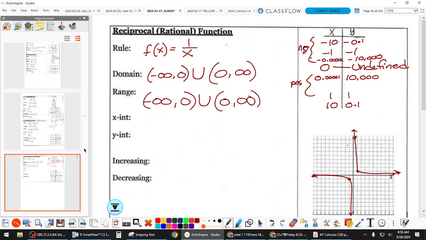So same thing, just no 0. Okay? Alright, is there an x-intercept? Does this ever cross the x-axis? No. How about y? Does it ever cross the y-axis? No. Okay? The increasing, decreasing stuff is a little bit weird.